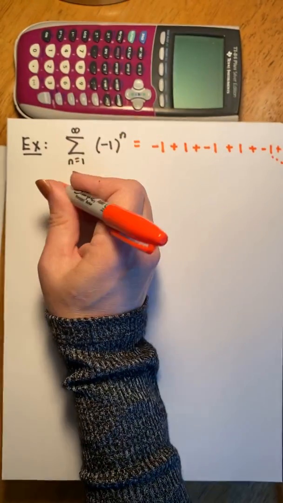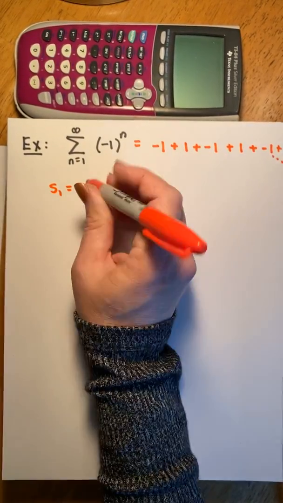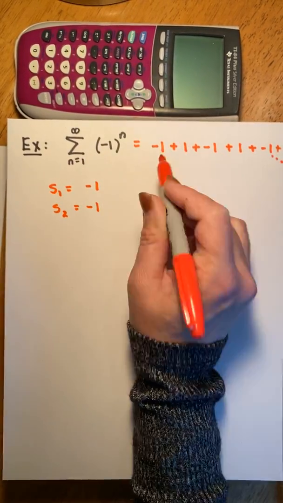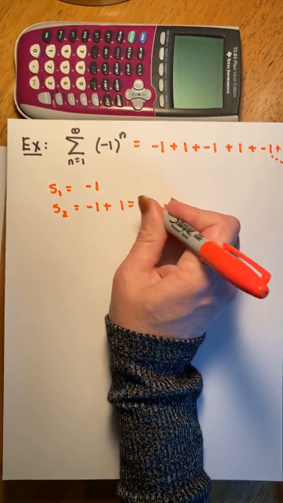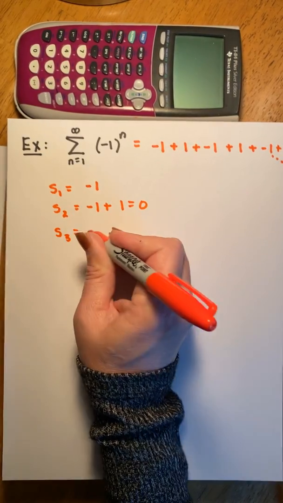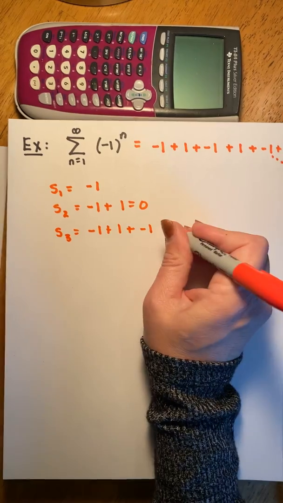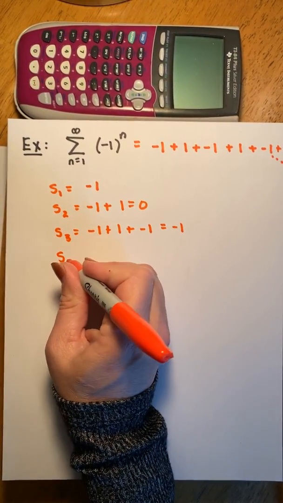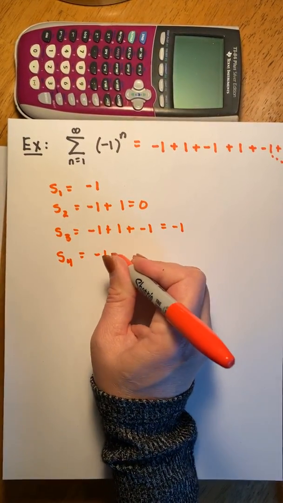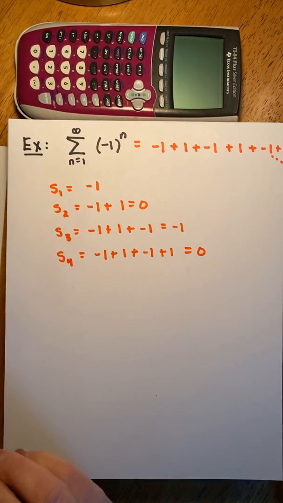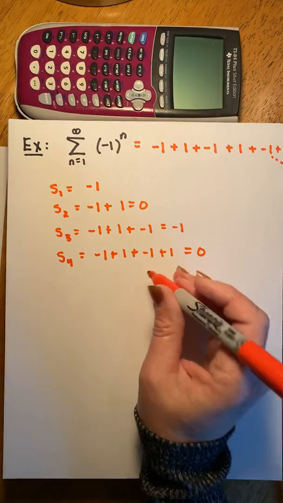Okay, so my first partial sum would just be the first term, -1. My second partial sum would be the sum of the first and the second term. My third partial sum would be the sum of the first, the second, and the third. So those cancel out. We're back at -1. My fourth partial sum would be -1 plus 1 plus -1 plus 1. We're back at 0.